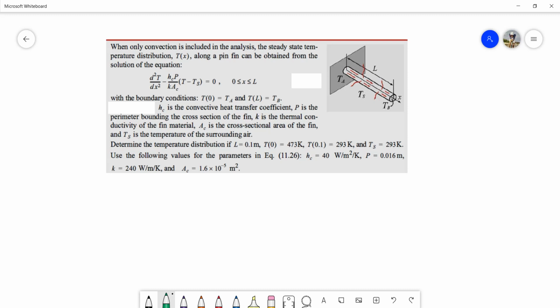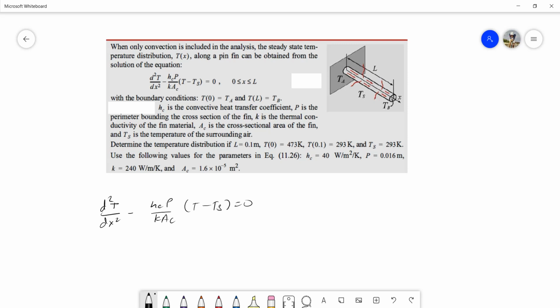So the heat convection which is occurring in this fin is represented by this differential equation, that is d square T by dx square minus hcP by kAc into (T minus Ts) is equal to 0, where all these parameters are given: hc represents the heat transfer coefficient, P is the perimeter of the pipe, K is the thermal conductivity of the fin material, and Ac is the cross-sectional area of the fin.